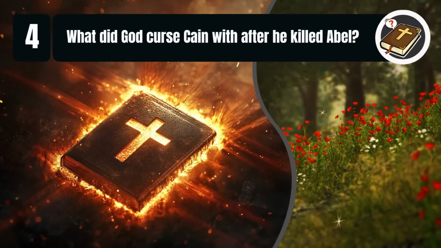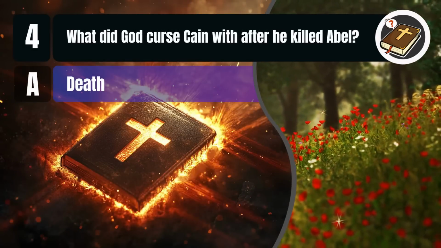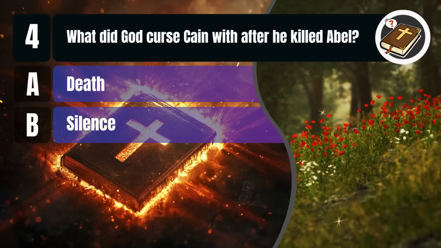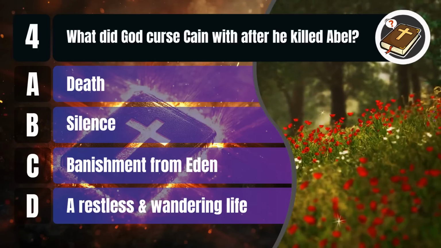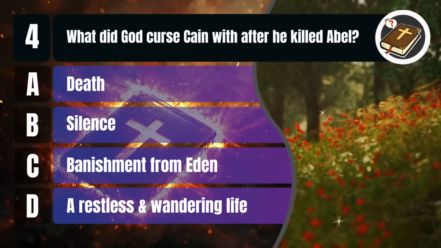Question 4. What did God curse Cain with after he killed Abel? A. Death. B. Silence. C. Banishment from Eden. D. A restless and wandering life. You get 10 seconds.